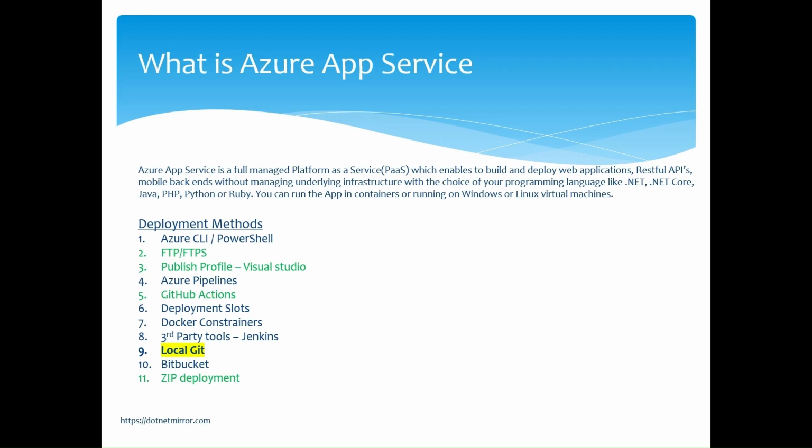Azure App Service is a fully managed platform as a service which enables you to build and deploy web applications, RESTful APIs, and mobile backends without managing any infrastructure, which will be done by Microsoft. And you can pick your own language to build the application, could be .NET, Java, Python. Then once you build the application, to deploy it to Azure App Service you can use these different deployment methods, which I have listed below.